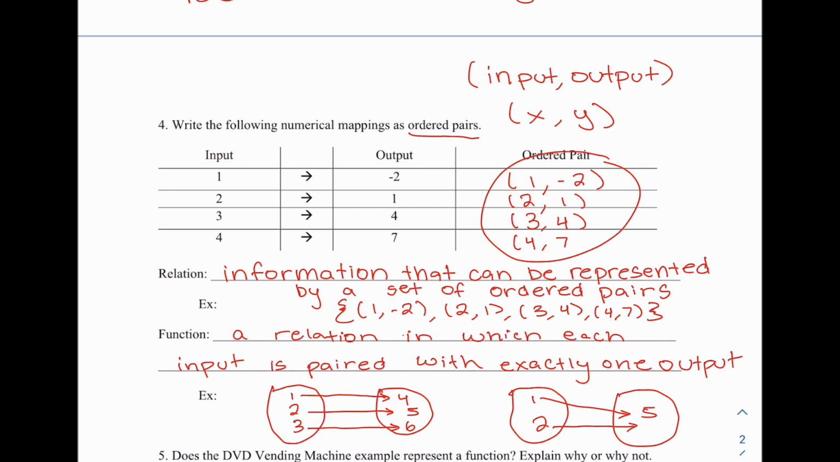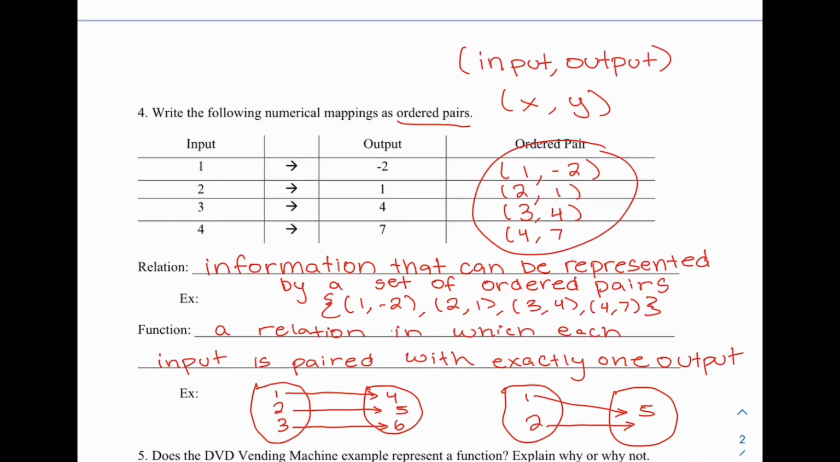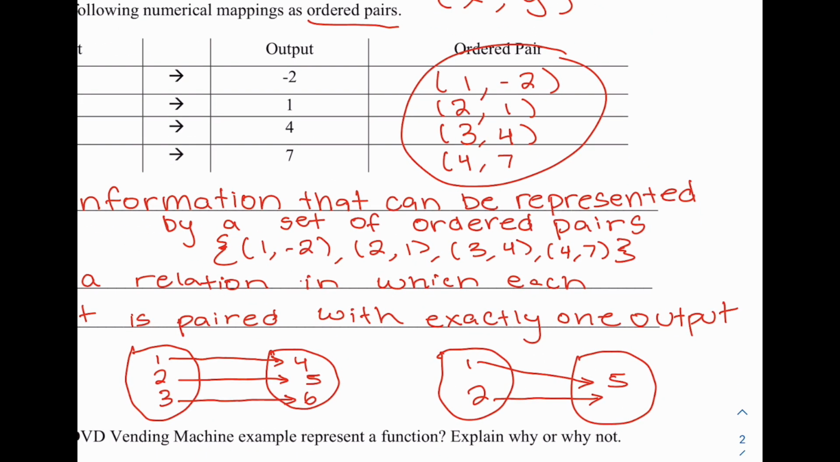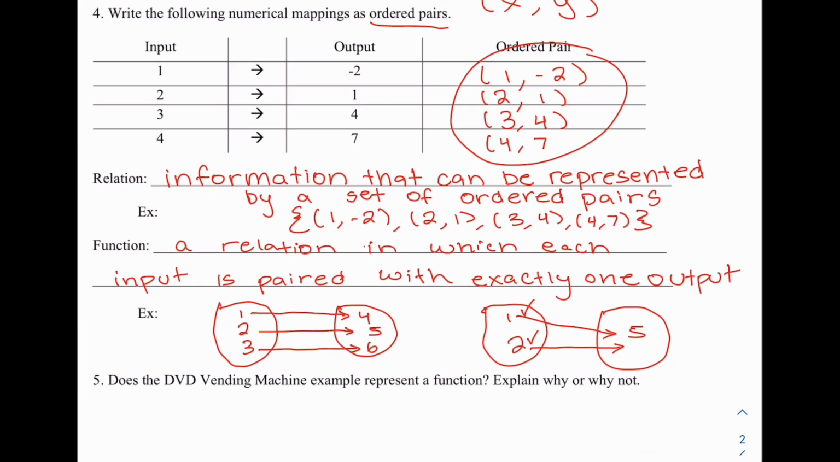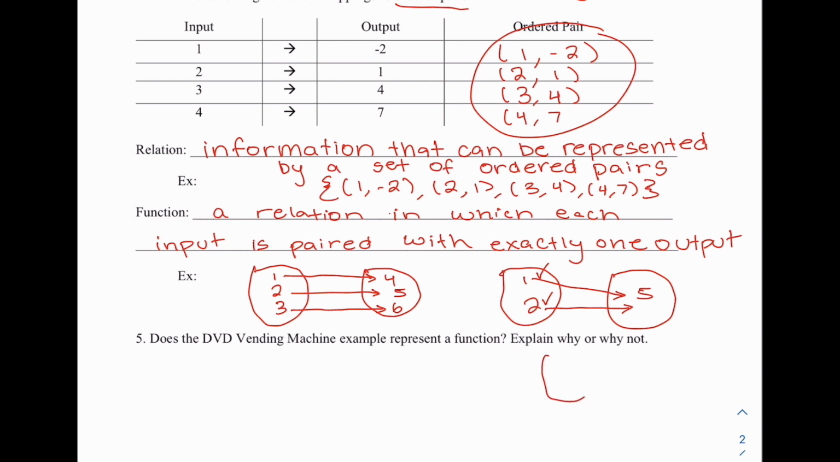Well, my rules for a function are that every input can only have one output, meaning every input can only have one arrow coming out of it. And that's true. 1 only has one arrow, and 2 only has one arrow. It's okay that 2 inputs have the same output, as long as they only have one output. So if you ever see a mapping diagram where one input has 2 arrows, 2 outputs, this is not a function. For a relation to be a function, every input can only have exactly one output.